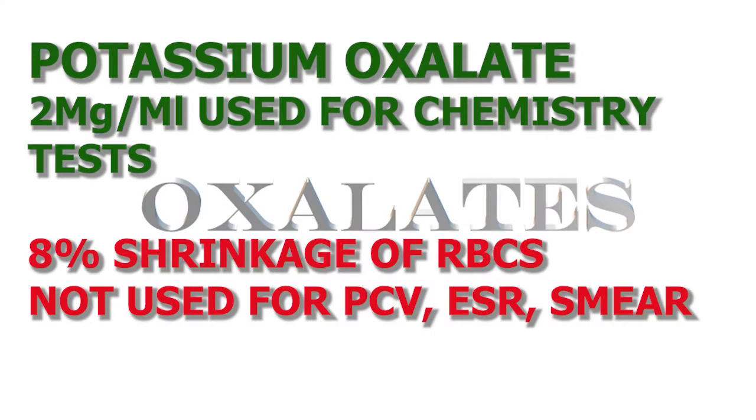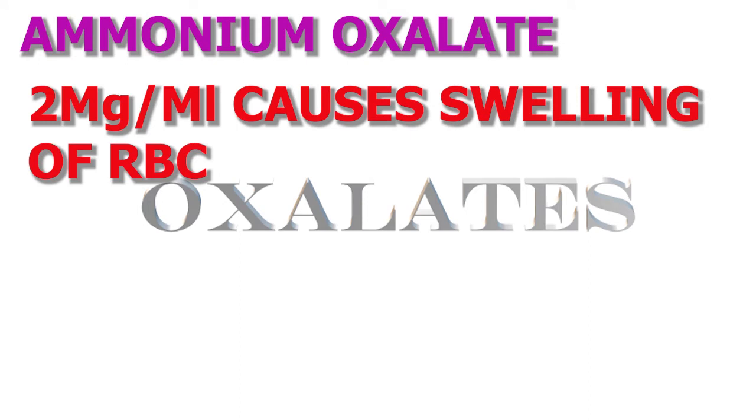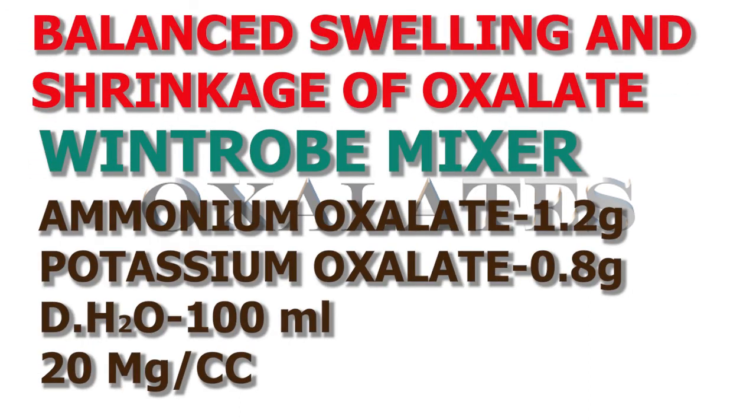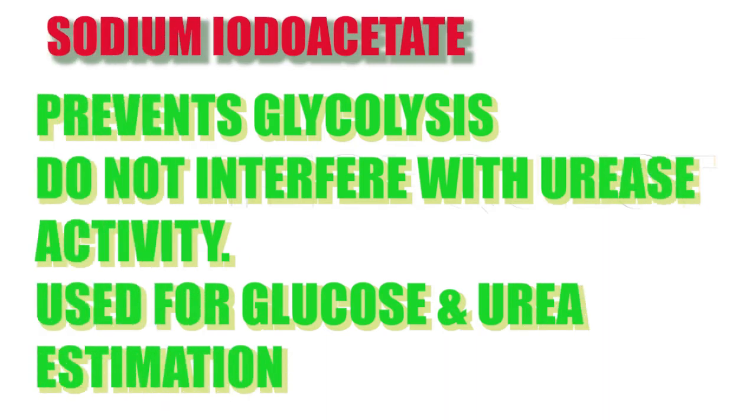Oxalates. The sodium, potassium, ammonium, and lithium salts of oxalic acid inhibit blood coagulation by forming a rather insoluble complex with calcium ions. Potassium oxalate at a concentration of approximately 1 to 2 mg per ml of blood is used. Combined ammonium potassium oxalate does not cause shrinkage. The disadvantages: oxalate inhibits several enzymes including acid and alkaline phosphatase, amylase, and LDH, and may cause precipitation of calcium as the oxalate salt. Sodium iodoacetate is used at a concentration of 2 grams per liter.